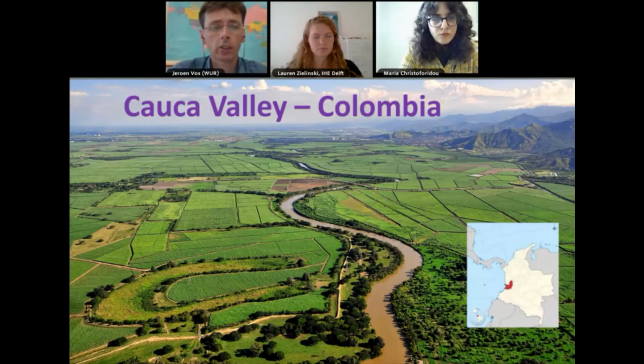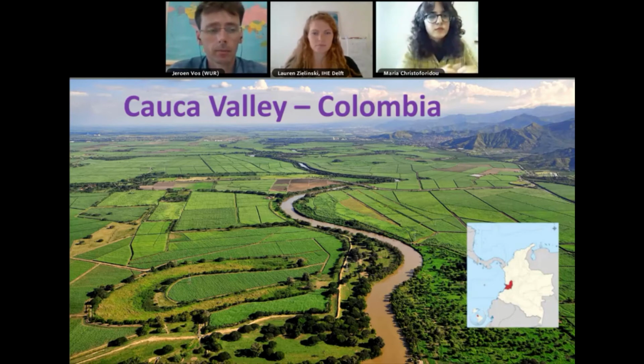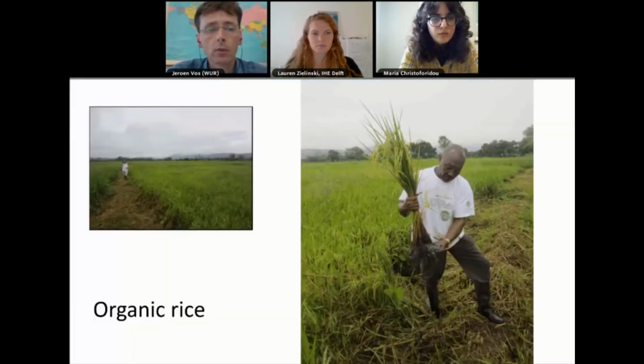Okay, let's now go to a second example in the Cauca Valley in Colombia. So this is a production system that is dominated by sugarcane. And in the previous webinar, we have looked into sugarcane and a lot of details about water productivity of sugarcane. And now we can look at a specific case where the socio-economic water productivity leads to quite some tension. So let's see. So we have sugarcane, and that is the crop that you will see most in the Cauca Valley. But we also have organic rice that's being grown by smallholder farmers.